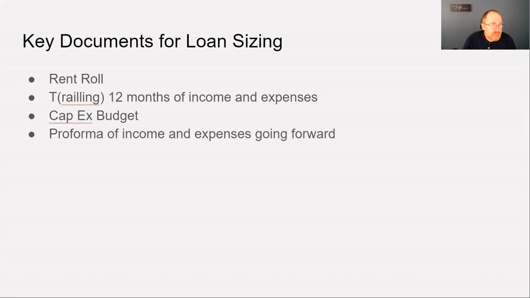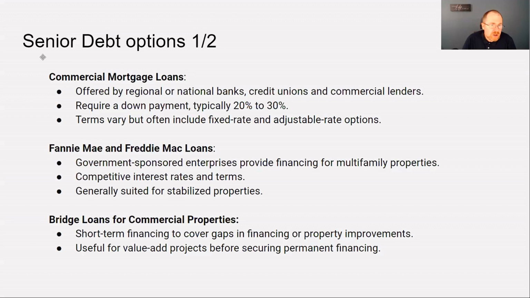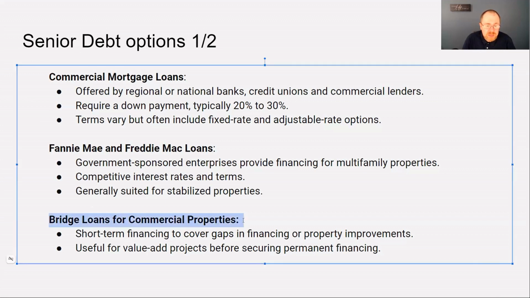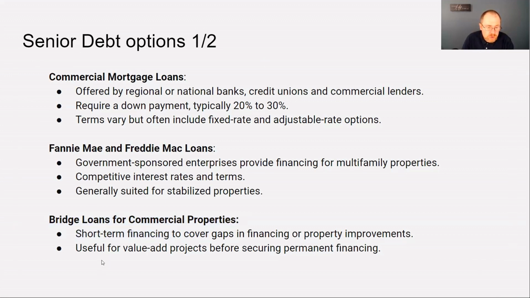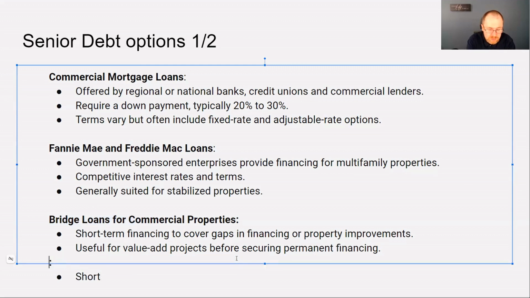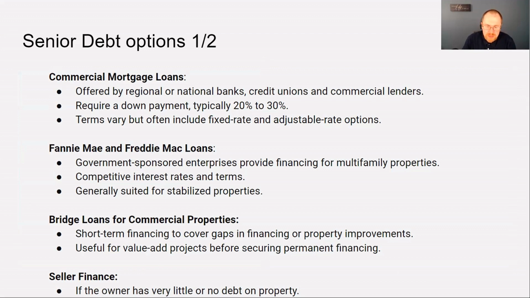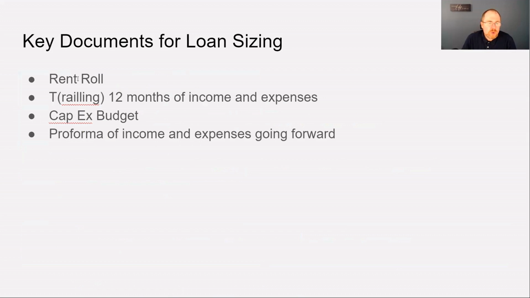Now that I'm thinking about it, an important option that I could have added in senior debt is seller finance. I think seller finance will work if the owner owns a very large piece, basically they paid off their debt. So it's not necessarily usual, but if the owner has very little debt, it's an option in that case. All right. So again, rent roll and trailing 12 from the seller.